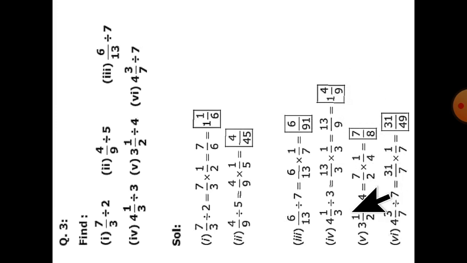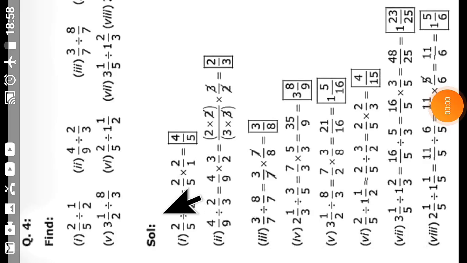Now 3 integer 1 upon 2 divided by 4 equal to 3 2 is 6 plus 1, 7 upon 2. So 7 upon 2 into 1 upon 4, 4 will become 1 upon 4, equal to 7 upon 8. 4 2 is 8. Then 4 integer 3 upon 7 divided by 7 equal to, 7 4 is 28, 28 plus 3 will be 31. So 31 upon 7 into 1 upon 7, because 7 will become 1 upon 7, equal to 31 1 is 31 and 7 7 is 49. So 31 upon 49.